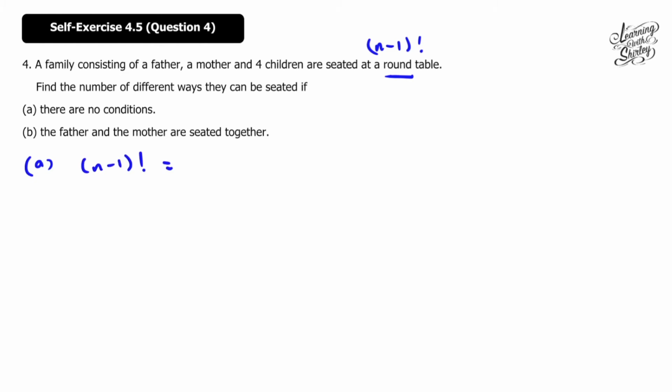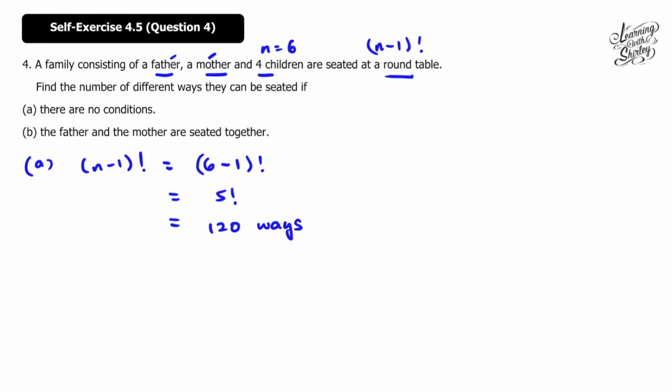So here, how many people? Father, mother, and 4 children. So 1, 2, then plus 4 will be 6 people. So n is 6, which means that I'm going to substitute 6 here. So 6 minus 1, whole thing factorial, equals 5 factorial. And the answer is 120 ways.